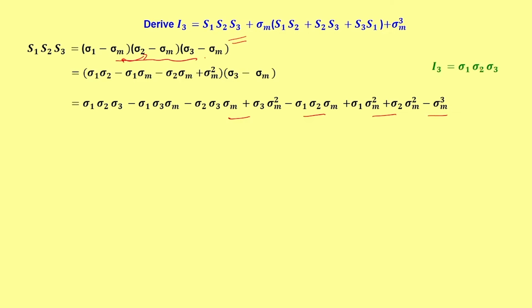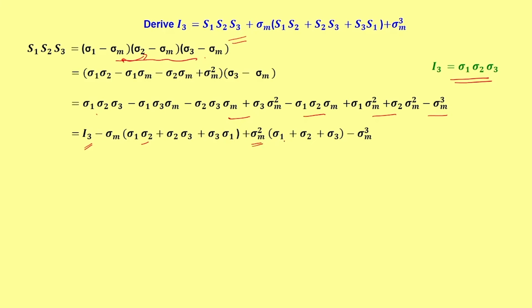Now, we know I3 is equal to sigma 1 sigma 2 sigma 3. If you notice, all these relationships are more or less identical for I and J invariants. So, one can always replace this by I3 minus, if you rearrange, you can write minus sigma m can be taken out, we get sigma 1 sigma 3, sigma 1 sigma 2 plus sigma 2 sigma 3 plus sigma 3 sigma 1, plus, from this you can take sigma m square out.